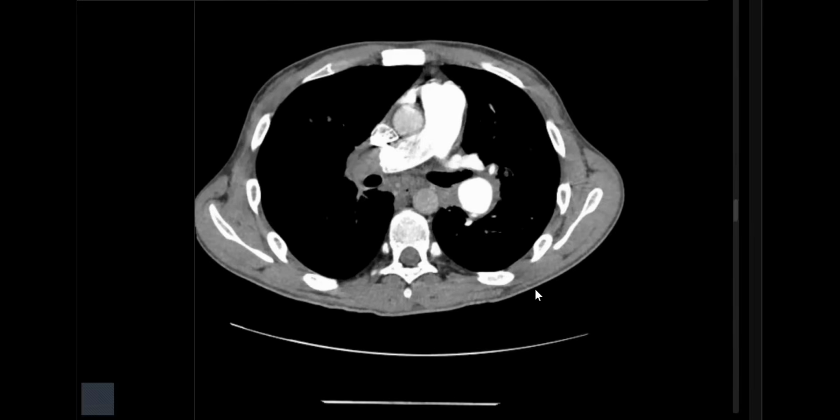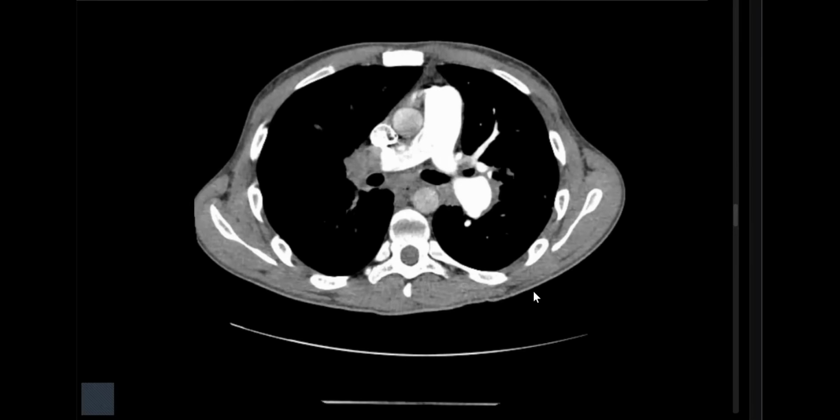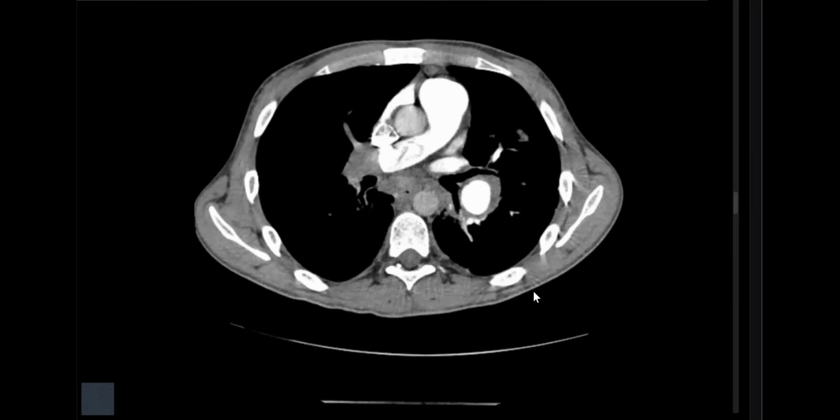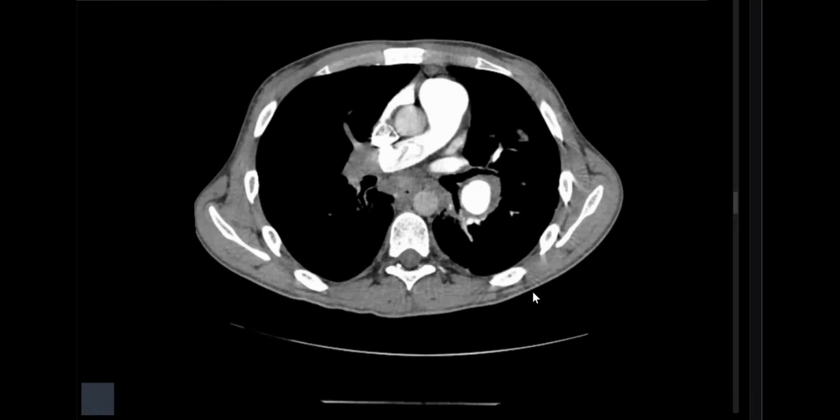Second of all, I noticed that there is aneurysmal dilatation within the left main pulmonary artery, and then it showed complete occlusion.